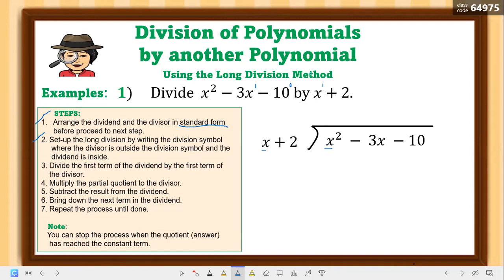Okay? Anyway, let's proceed. Balikan natin yung law of exponents for the division. X squared divided by x. Yun yung ibig sabihin nitong divide each term. I mean, divide the first term. Can you divide this one? Di ba may one?